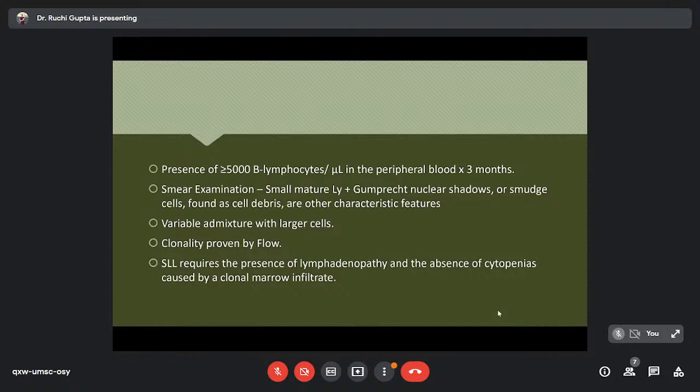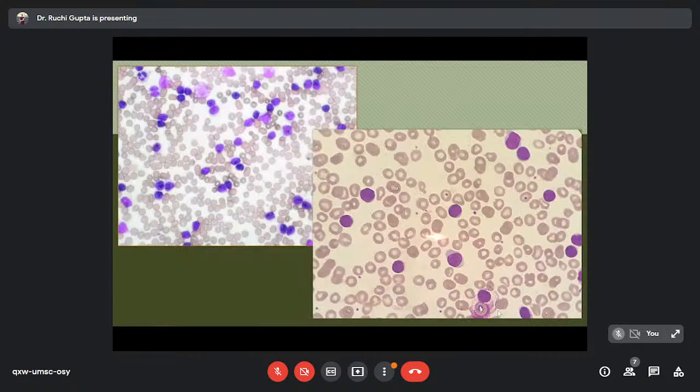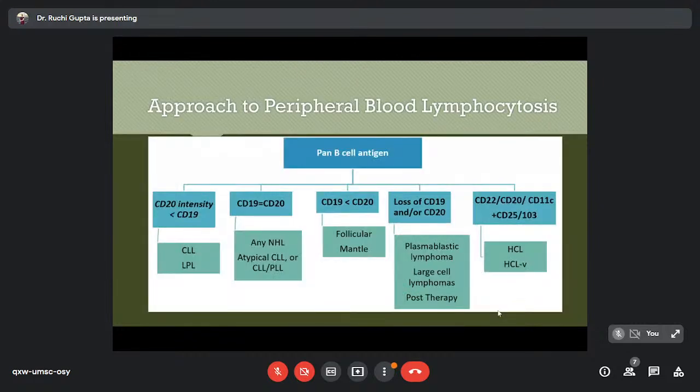The clonality has to be documented by flow, and if it is a case of small lymphocytic lymphoma, then usually you will receive a lymph node biopsy, and usually there are no cytopenias. Subsequent to reporting the histopath, you need to do a bone marrow examination to rule out an infiltrate. So this is a typical picture of CLL. The counts are usually high, hemoglobin usually preserved, there is no thrombocytopenia in the early stage of the disease. Anemia and thrombocytopenia usually indicate that the disease has progressed.